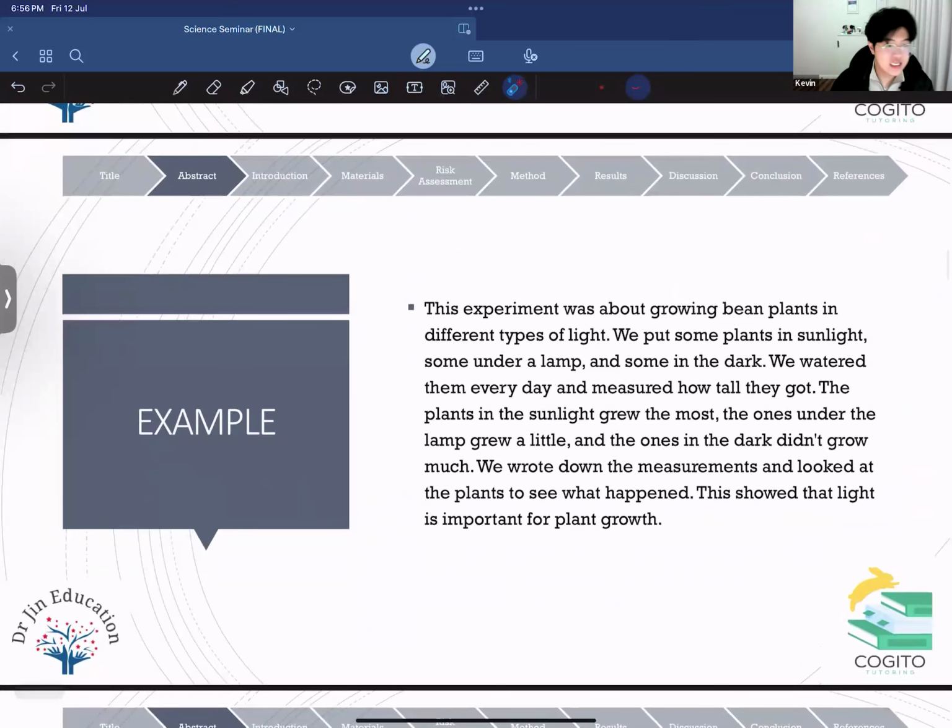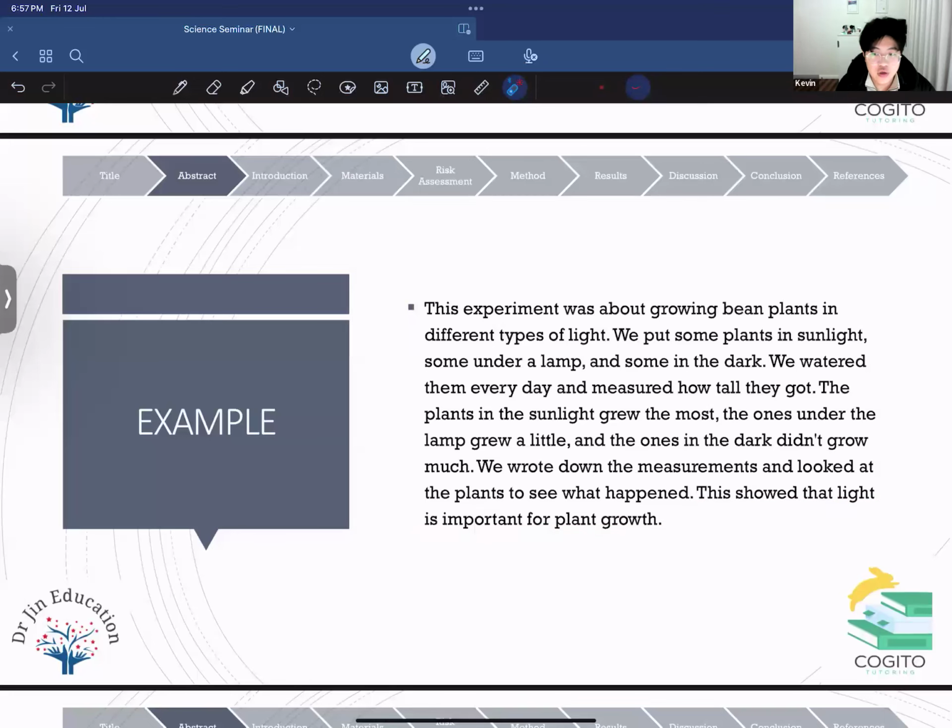Now, this is an example of an abstract. Let's have a quick read, okay? This experiment was about growing bean plants in different types of light. We put some plants in sunlight, some under a lamp, and some in the dark. We watered them every day and measured how tall they got. The plants in the sunlight grew the most. The ones under the lamp grew a little, and the ones in the dark didn't grow much. We wrote down the measurements and looked at the plants to see what happened. This showed that light is important for plant growth.